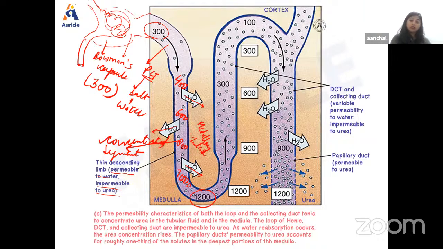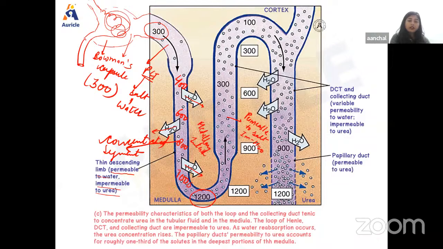Now let's talk about the ascending segment. As we have discussed, the descending part is permeable to water but impermeable to salt. Now the exact opposite will occur in this ascending segment. It is permeable to salt and impermeable to water.